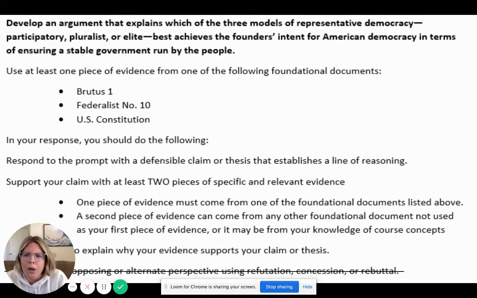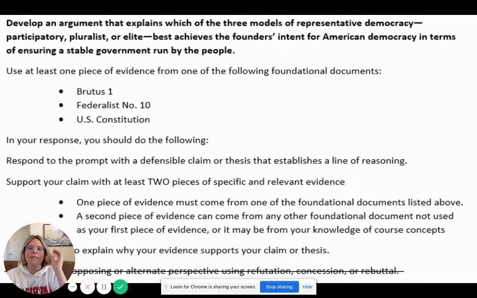So I'm going to read out the question to you guys, and I'm just going to tell you how I would approach solving it and the kind of things that you would want to do and think about as you're planning out how to write this essay. So it says, develop an argument that explains which of the 3 models of representative democracy, participatory, pluralist, or elite, best achieves the founders' intent for democracy in terms of ensuring a stable government run by the people.